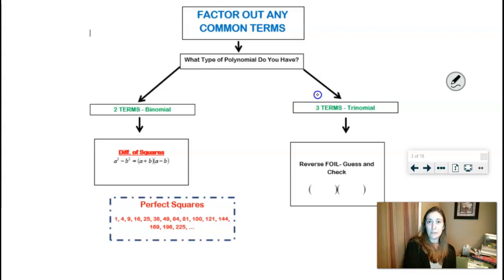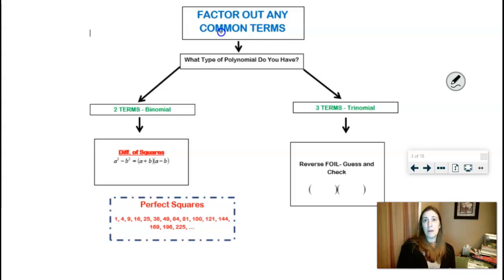This is a factoring flowchart. This is a simple version of what we will eventually have, something more complicated later. But the idea is you first look for any common terms. Do you have any common terms you can factor out of the problem? And then whether the answer is yes or no, you move down the flowchart. So then what kind of polynomial do you have? Do you have 2 terms? Do you have 3 terms? Because that's all I'm going to give you today. And if it's 2 terms, if it happens to be this very special pattern we're going to run into today, then continue factoring it with that pattern. If it's 3 terms, we're going to do this reverse foiling process called guess and check.